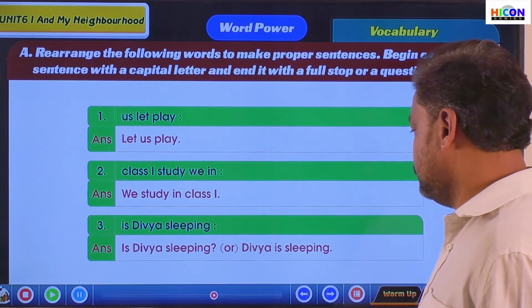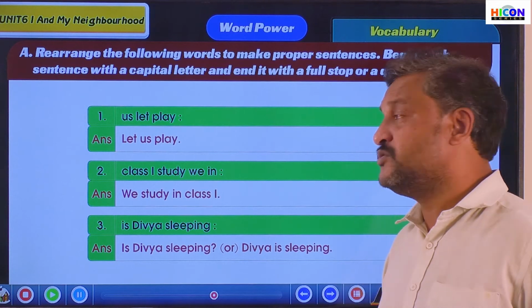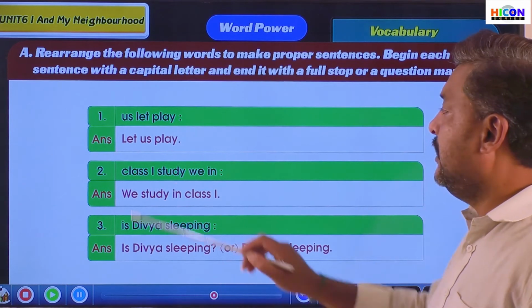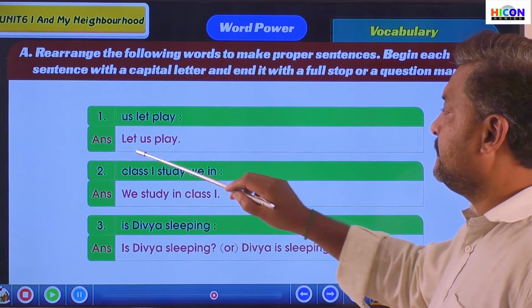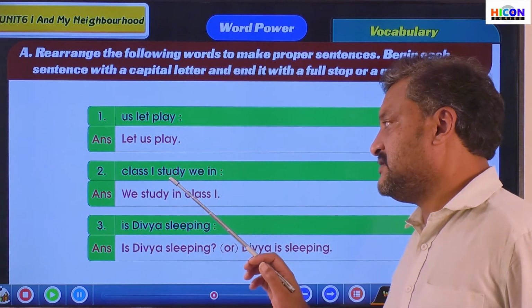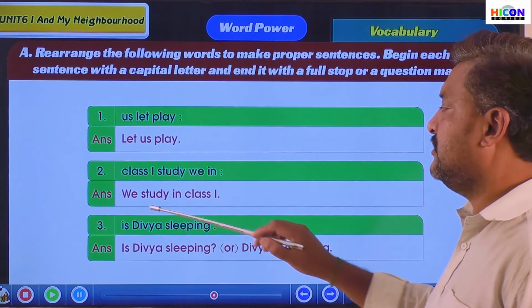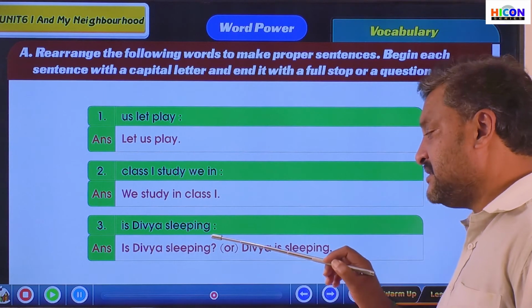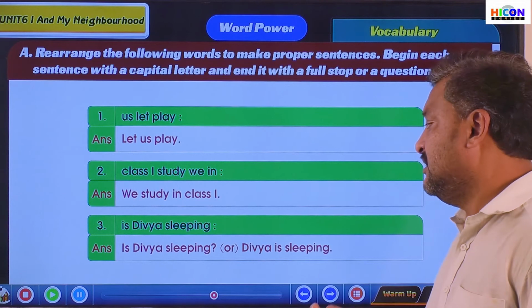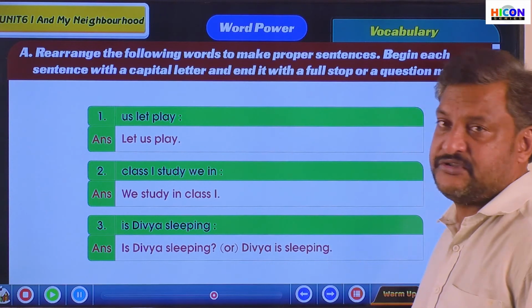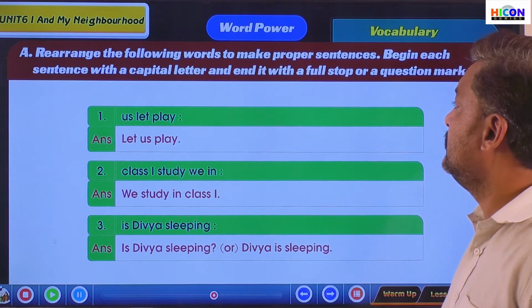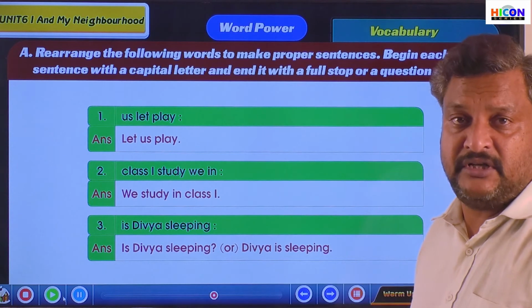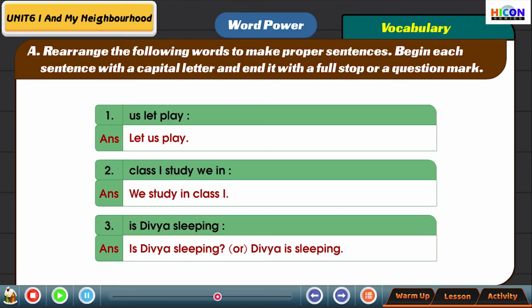Okay. Now, before we go to the next two sentences, we will read these sentences once again. Let us play. L is capital. There is a full stop. We study in class 1. W capital. Full stop. Is Divya sleeping? Is Divya sleeping is a question. So question mark. Is, I is capital. Divya is sleeping. D capital. Full stop. Right? Okay. Now, I will keep the screen the same for another minute so that you get to read these sentences once again.